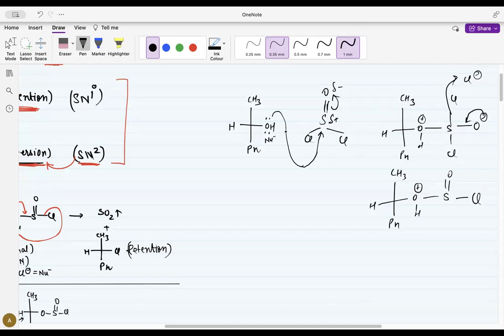So what does this do? It attacks here. What will it do? This will attack on sulfur. This will go onto oxygen as electrons. This oxygen will come back again on the double bond to make the double bond. And one chlorine will be lost. One chlorine will be lost as a leaving group.